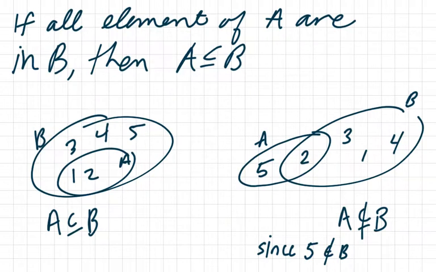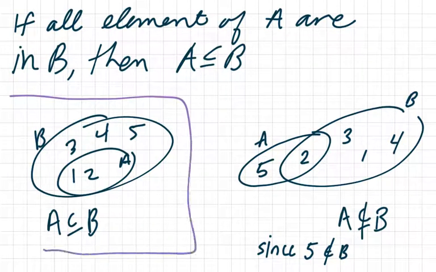Okay, so let's think about this. If all the elements of A are in B, then A is a subset of B. I drew a little Venn diagram that matches your notes to show this. In this first case, we have an example of A being a subset of B because A contains the elements 1 and 2, and B contains the elements 1, 2, 3, 4, 5. Then I have the non-example of a subset on the right-hand side, because A is not a subset of B: 5 is in A, but it is not in B.